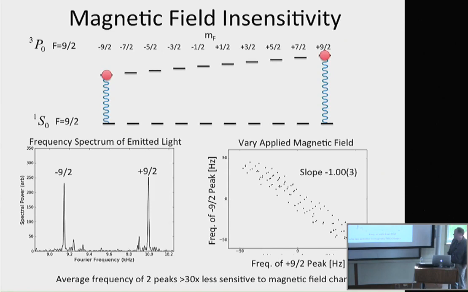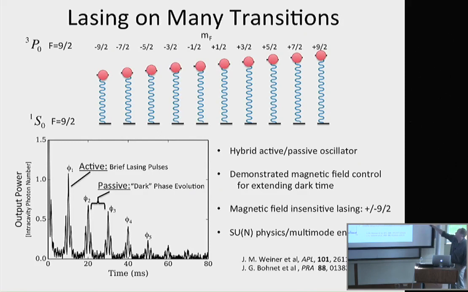Well, if you can do two, why don't we do them all? So we populate all the excited states. We actually do a coherent rotation from the South Pole to just off the North Pole. So in some sense, we're pre-writing a phase into the system, and then we let it go, and it evolves to the South Pole again.